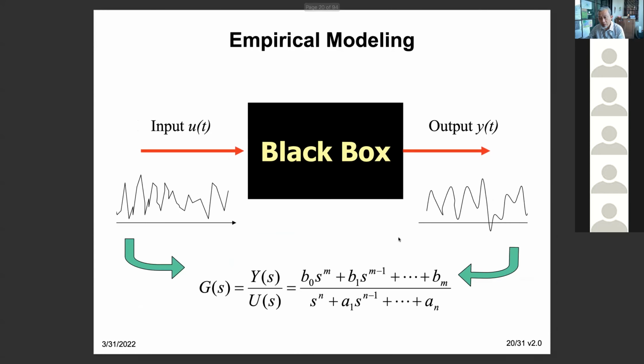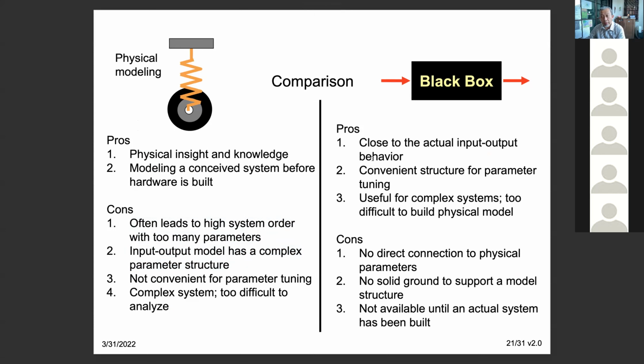Whereas for the black box, the pro or advantage of it is that it is close to the actual input and output behavior, okay? Because when we inject the system with the input test signals, we get the output. So actually the behavior of the system is reflected in the output of the black box, okay? So we can see the noise, we can see the amplitude together at the signal output. And the black box or empirical modeling has a convenient structure for parameter tuning, because of the simplest model structure, and can be useful for complex systems which are too difficult to build using a physical model.